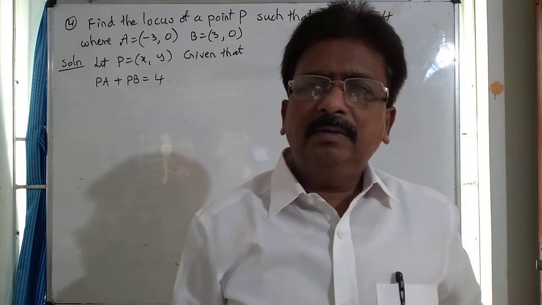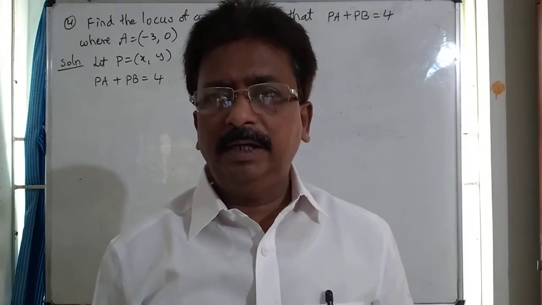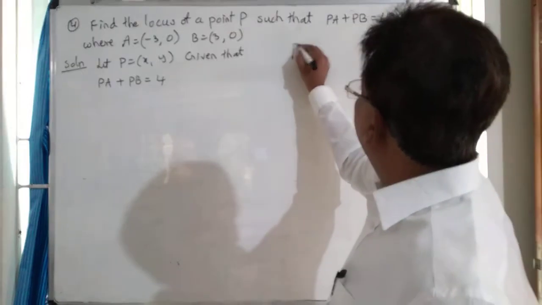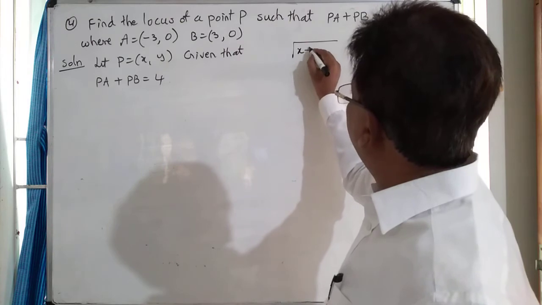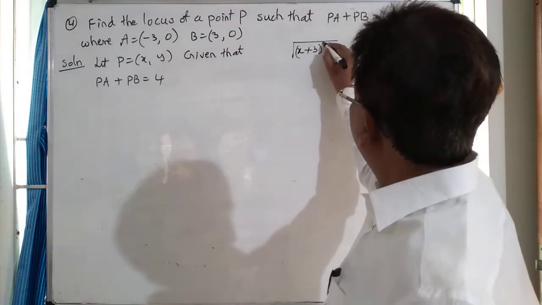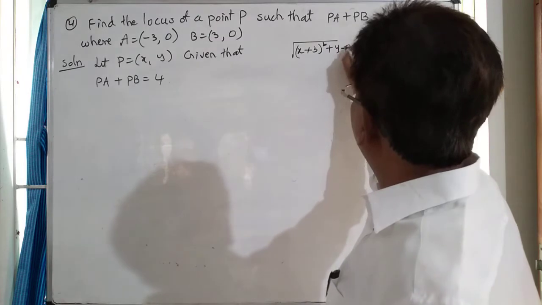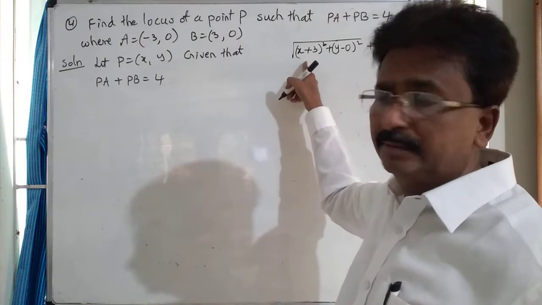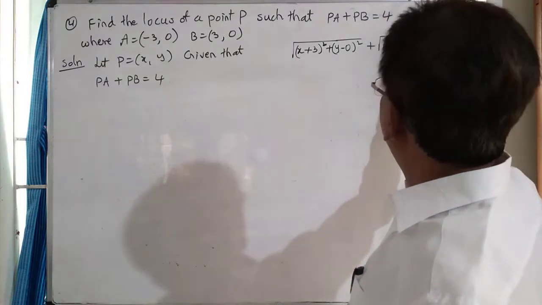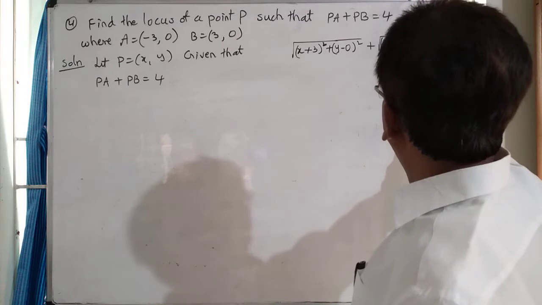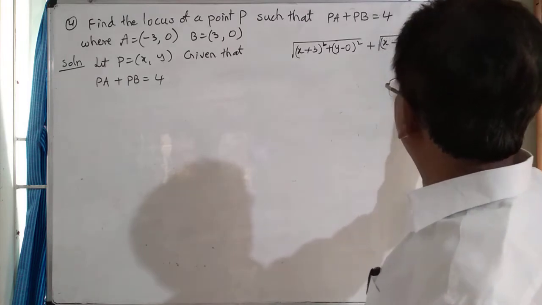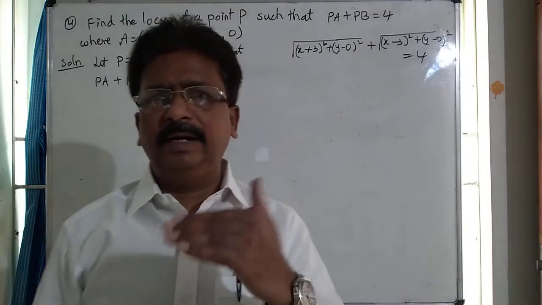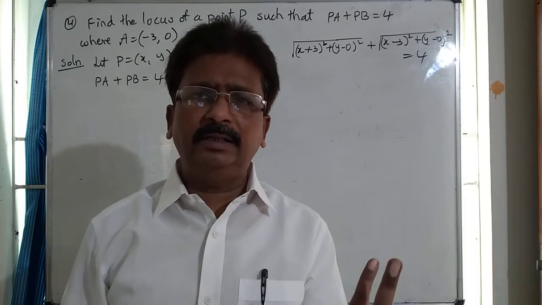Now immediately the student wants to attempt writing the PA value and PB value. The PA means under root of x minus of minus 3 whole square plus y minus 0 whole square, plus under root of x minus 3 whole square plus y minus 0 whole square, is equal to 4. Okay, good. What is the next step? We have to avoid the square roots. How can we avoid the square root?